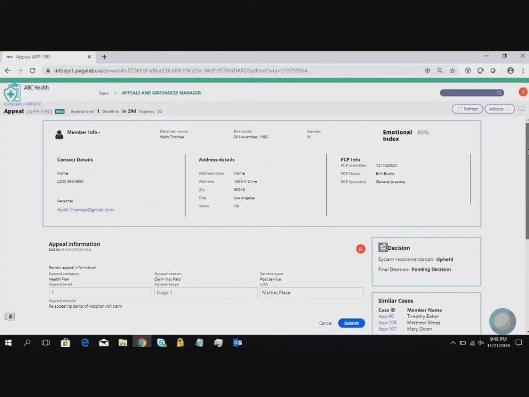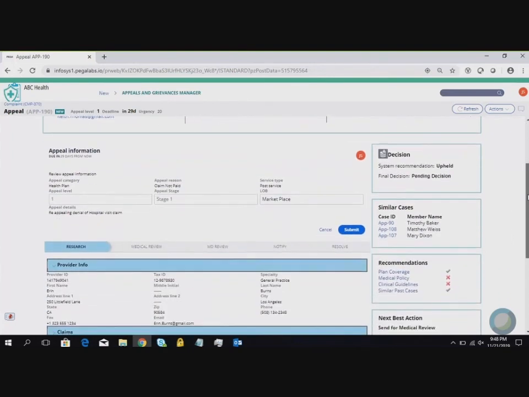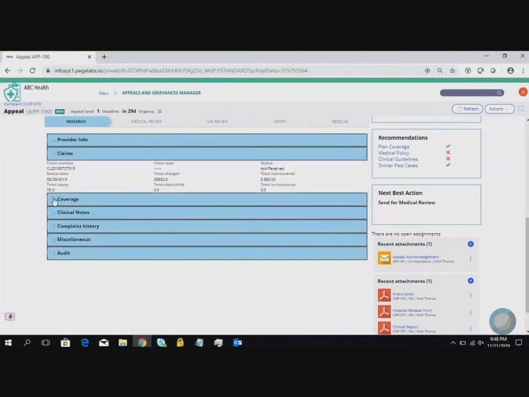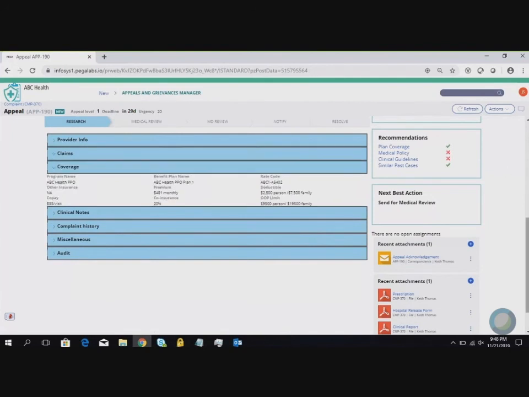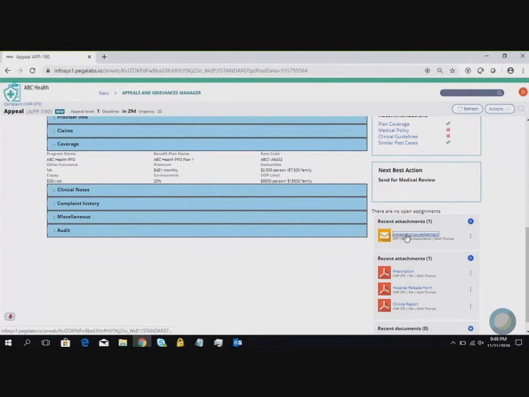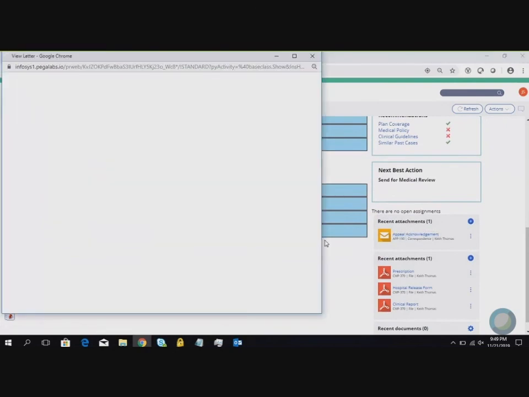And John is able to view all the data in terms of the member demographic, the appeal information itself that Keith submitted, and also for his research, right? All data that A&G coordinators or medical reviewers need in terms of researching the case is all there. They don't have to swivel to different systems and all of that. So what you see here is he's able to look at the claim data itself. He's able to look at the coverage details, obviously. And what you also will notice here is the transparency into this whole process for the members.